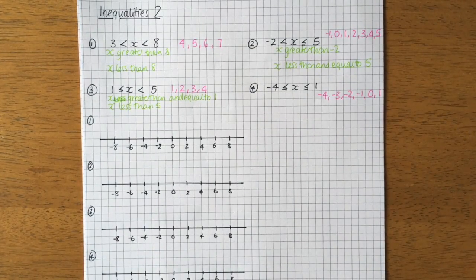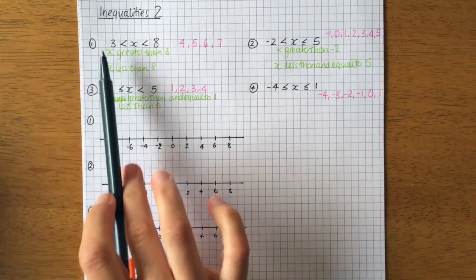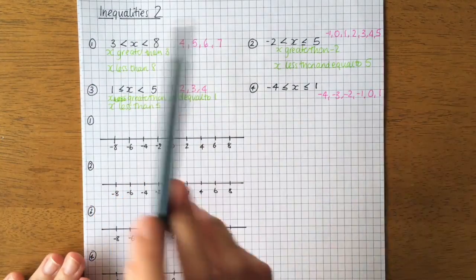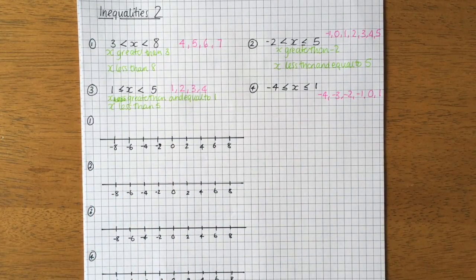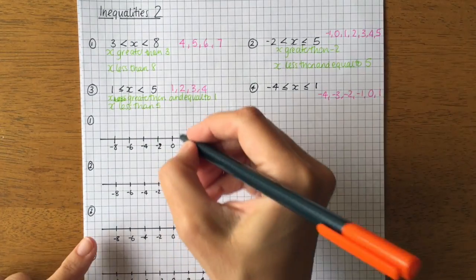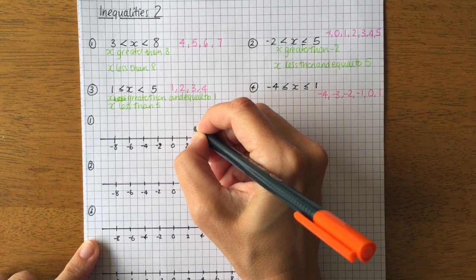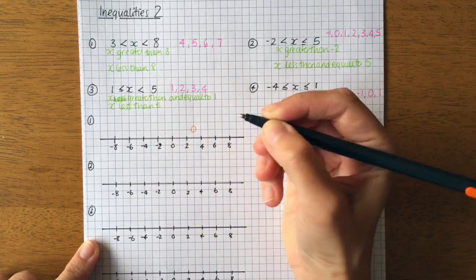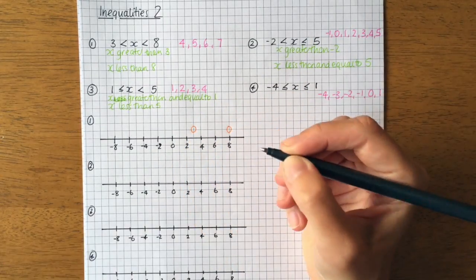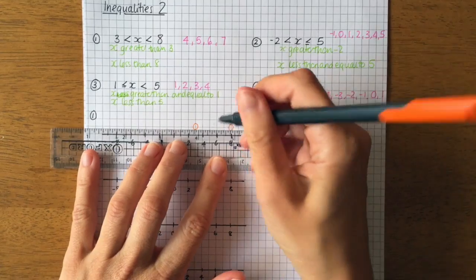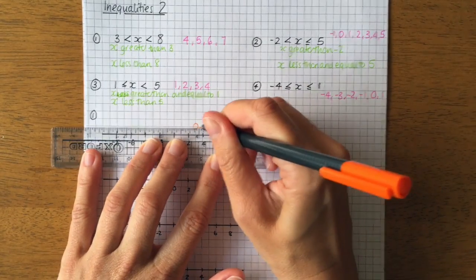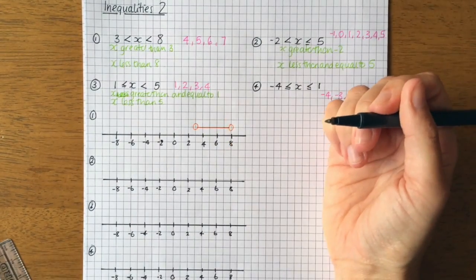Now I'm going to show you how to represent those on a number line. Okay, so the first one, it's 3 to 8. Now they're not included, so remember that means it's an open circle. So I draw an open circle at 3 and I draw an open circle at 8, and I just join them with a line. Okay, so that's what it tells me.